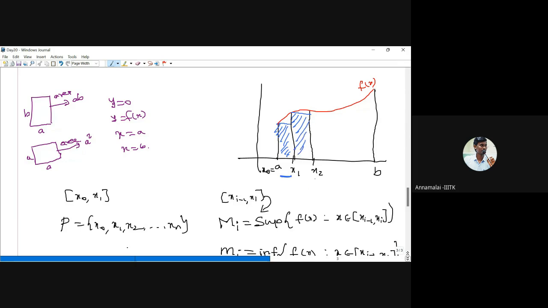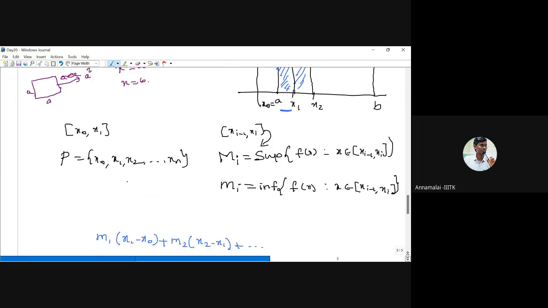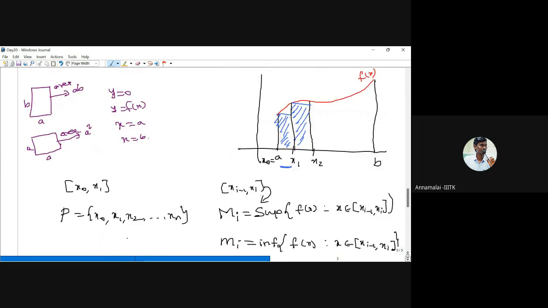What is the area of this rectangle? Height into base. What is the height? Small m2. The base is x2 minus x1. We have to sum it. So plus m2, the height of the second one, into the base length, which is x2 minus x1. And so on. If we take the last interval, suppose this is xn minus 1 and this is xn, if you take this subinterval, then you can draw the line.